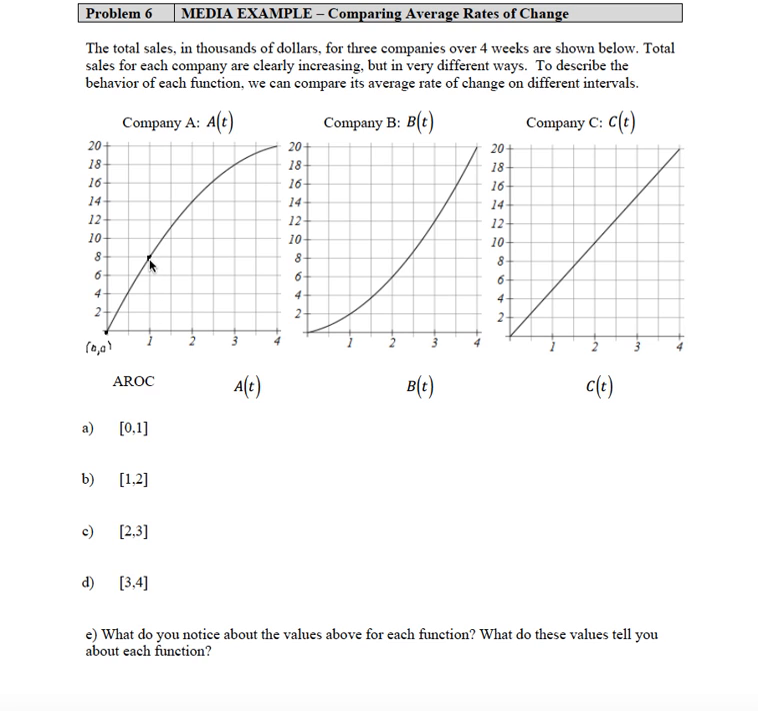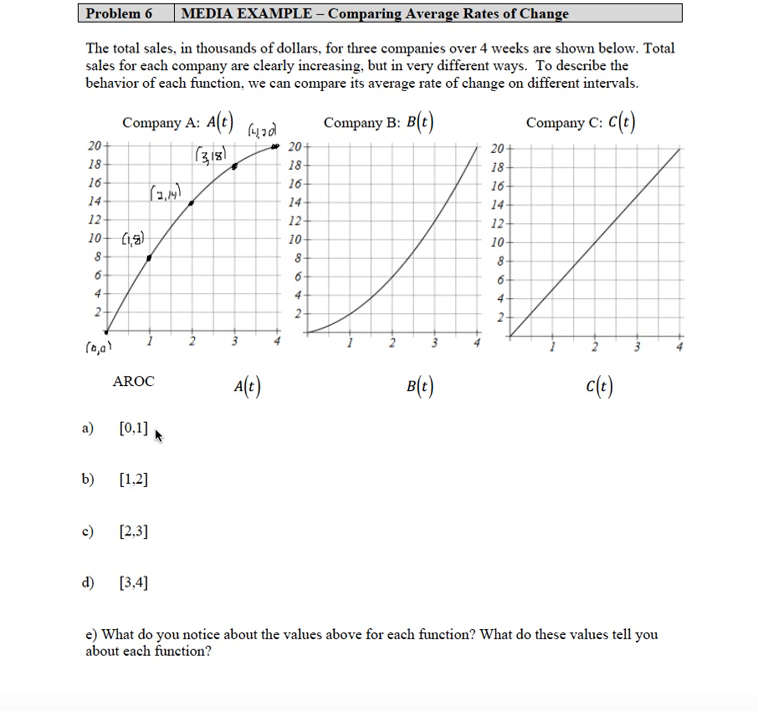So we start with 0, 0. When input is 1, output is 8. When input is 2, output is 14. When input is 3, output is 18. And when input is 4, output is 20. We're going to use these values to compute our average rate of change.